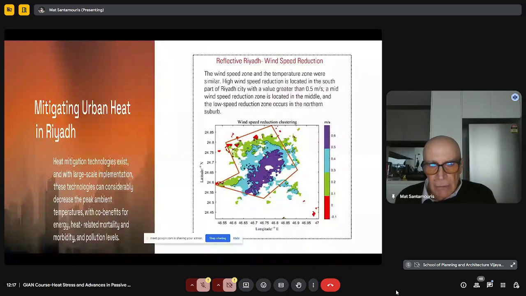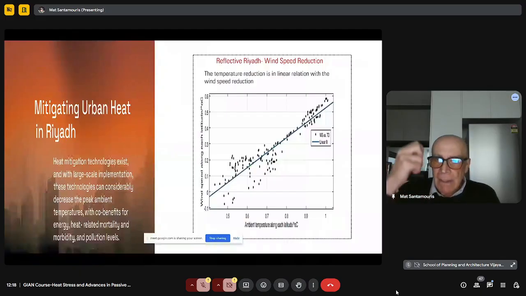And you have to know that usually when cool roofs are implemented, the wind speed is decreasing. And this is happening because the planetary boundary layer is reduced. And in this case, we have a reduction of the wind speed, and there is a risk for accumulation of pollution.